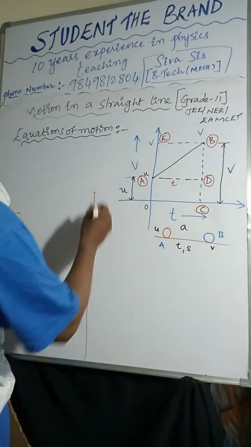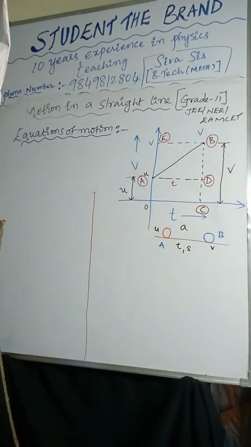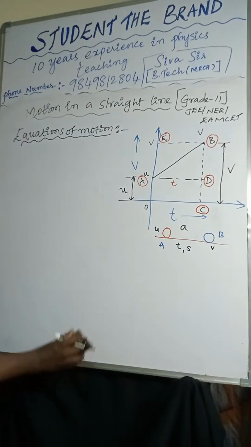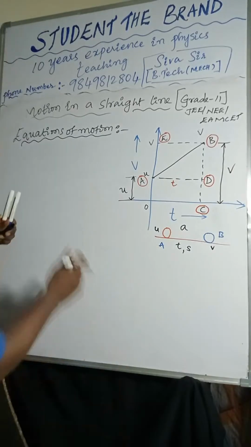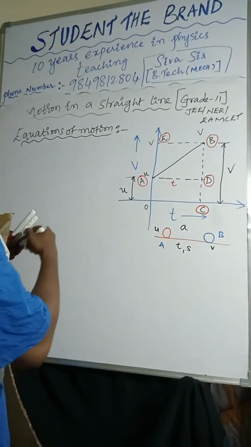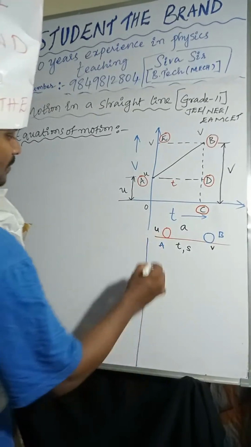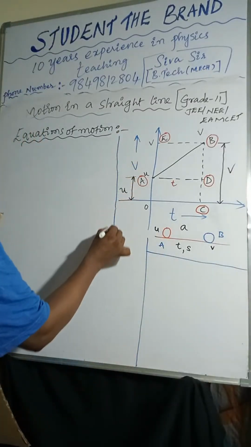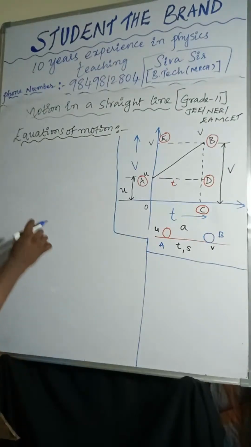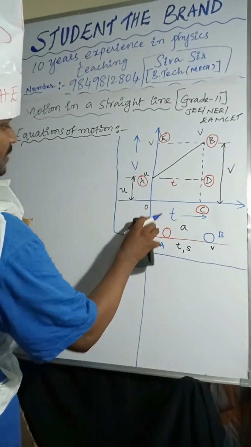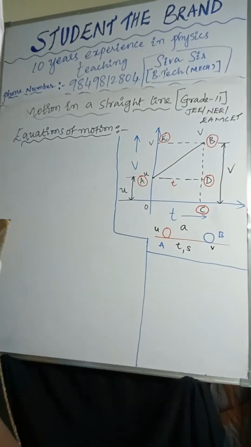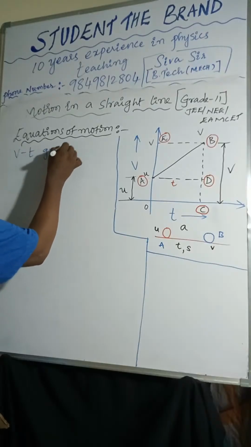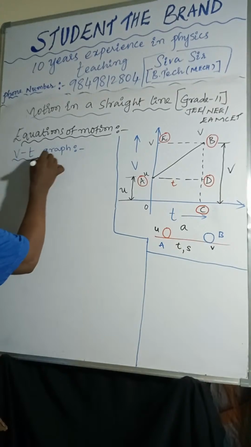Now you are considering the same scenario, and I'm taking it in the form of a graph. How do we have to represent it? Now we will see. Now you can see this is a graph, and I am considering the velocity time graph.